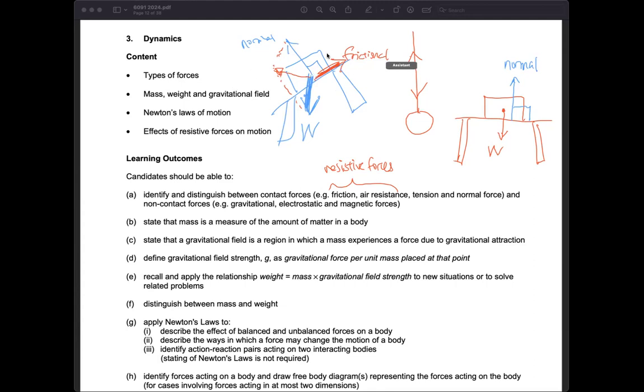Okay, so my point is the normal force is always acting perpendicular to the surface. So in this example, it's very clear that the normal force is not equal and opposite to the weight. It's not equal and opposite to the weight because it is perpendicular to the surface. Okay, are you clear about this?